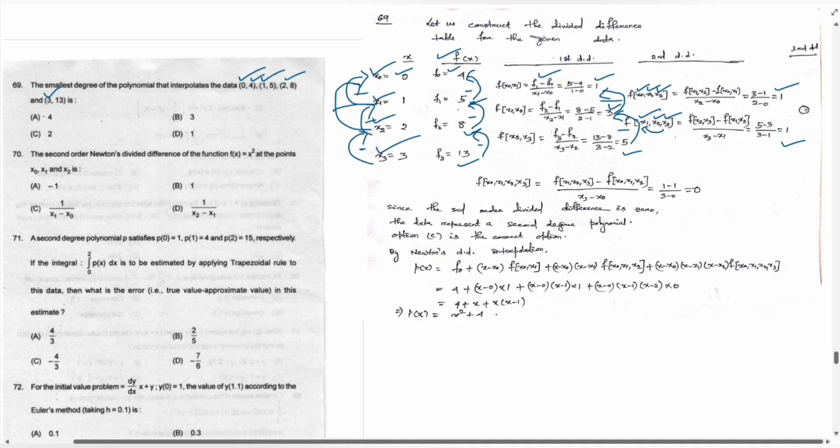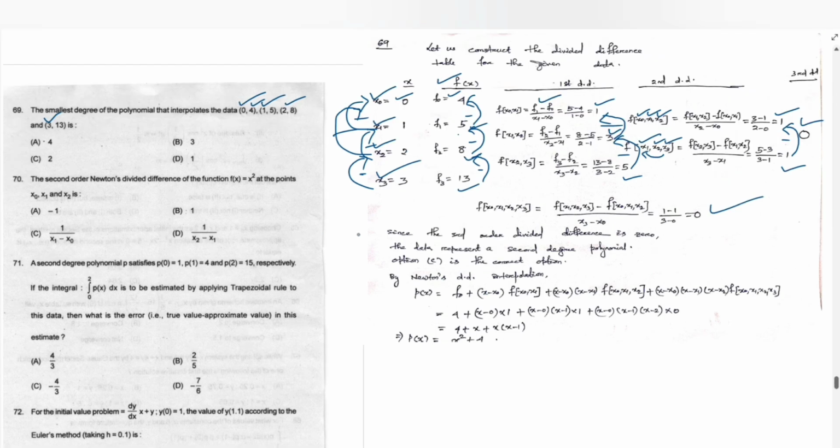So the third order divided difference is 0. If you calculate using the formula, you can see 1 minus 1 is 0 divided by x3 minus x0, which is 3. So ultimately we will get 0. Since the third order divided difference is 0, the given data represent a second degree polynomial. So option C is correct.